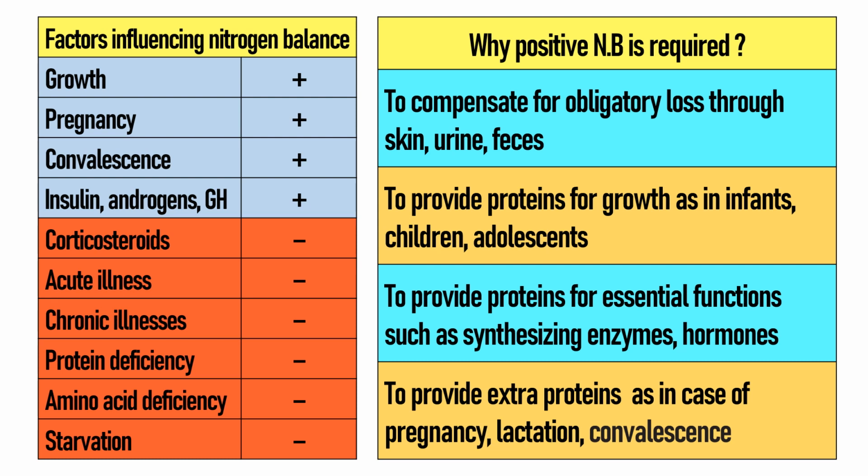What are the factors influencing nitrogen balance? And why is positive nitrogen balance required? To compensate for obligatory loss through skin, urine, feces. To provide proteins for growth in infants, children, adolescents. To provide proteins for essential functions, such as synthesizing enzymes, hormones, etc. To provide extra proteins as in case of pregnancy, lactation and convalescence.